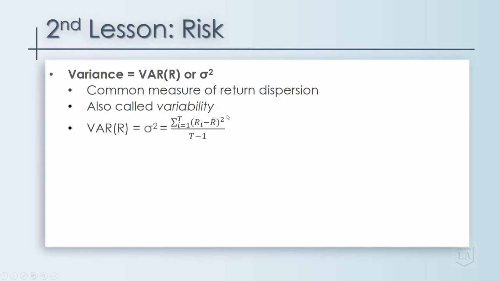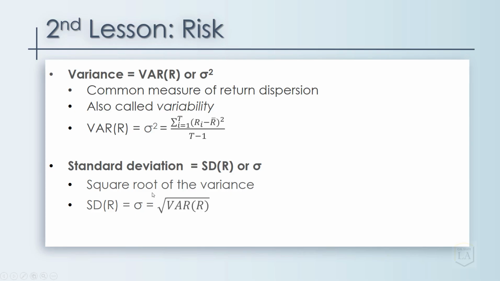And more details about the computation method and the formula itself will be introduced later on. There is another important statistic that you need to remember, which is called the standard deviation. Standard deviation is connected to variance because it's the square root of variance. So you will have to have variance to be able to compute standard deviation.